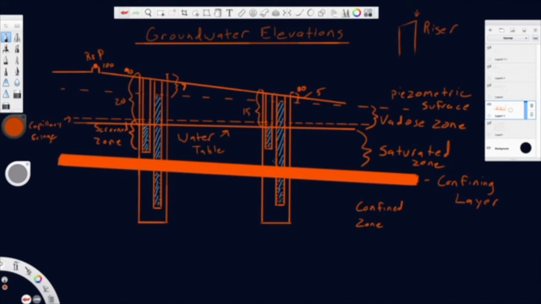So when you put a well down into a confined zone, you can have a water head of any elevation, basically. It can be anything. It can even come up and break above the surface and basically flow freely onto the surface. That's known as an artesian well.